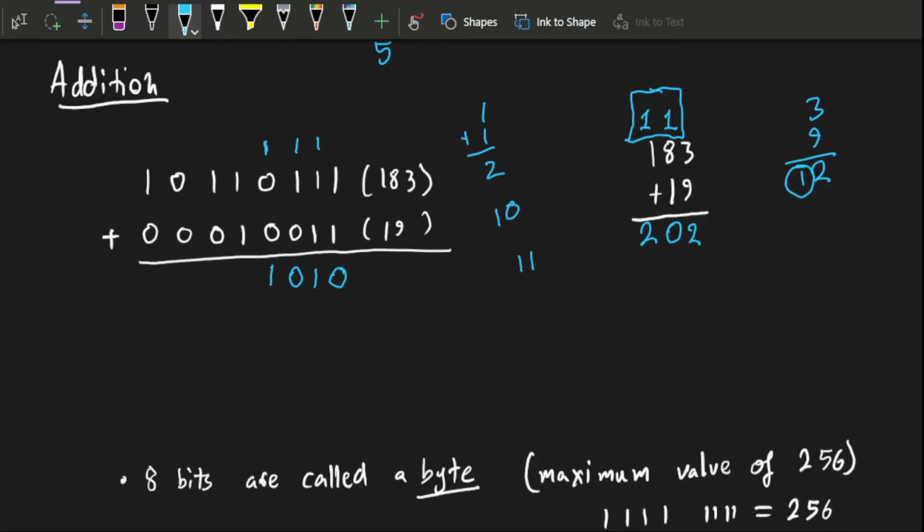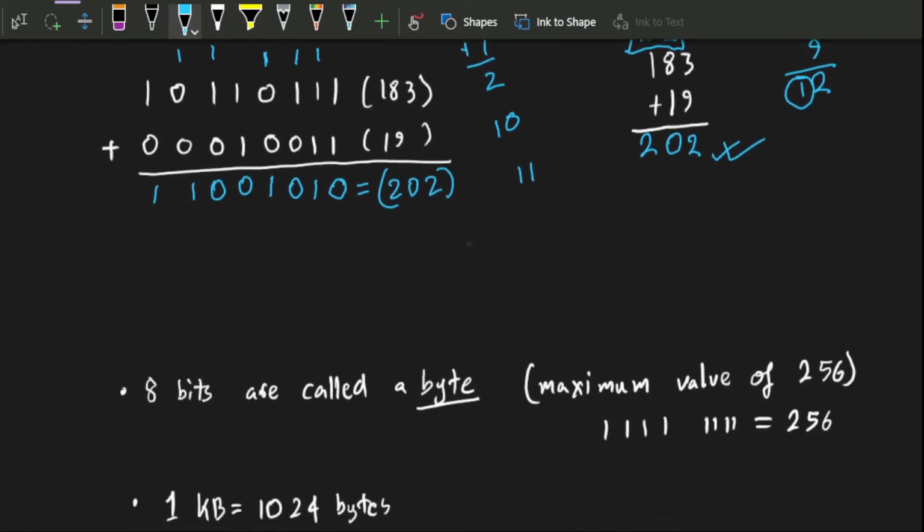So we do this simultaneously, and we find that the 1 gets carried over here, and the 1 plus 1 is 0, 1 gets carried over here, and this one and this one. So we'll see that this number equals 202 in decimal, similar to this problem. So addition in binary is similar to addition in any other number systems.